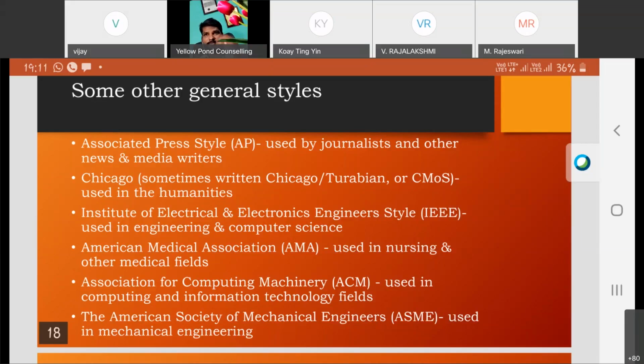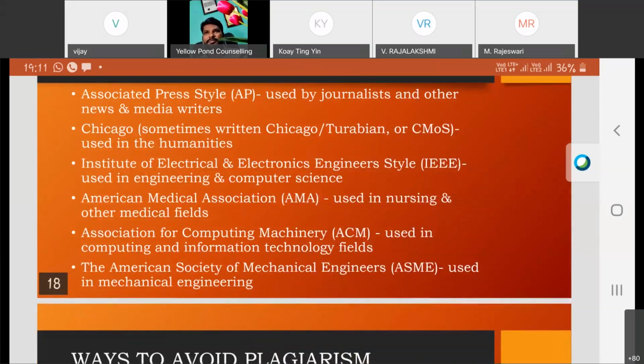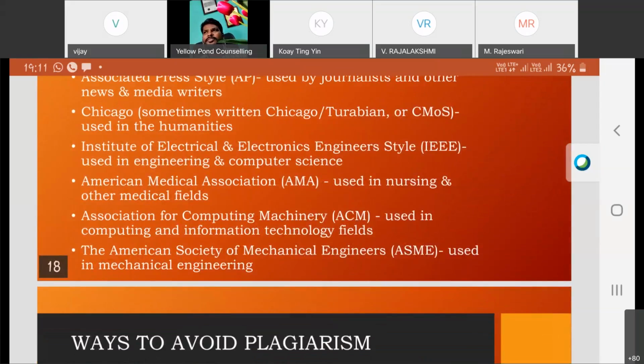Then the next one is ASME. ASME means the American Society of Mechanical Engineers. Probably it will be under mechanical. So these are some other general reference styles I have mentioned here for other populations.